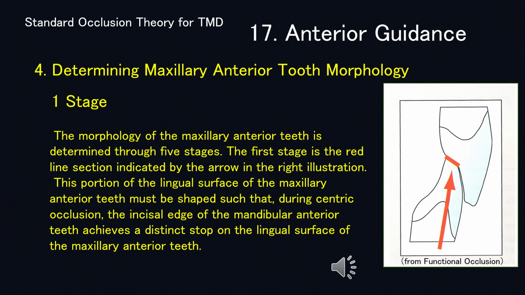4. Determining maxillary anterior tooth morphology. First stage. The morphology of the maxillary anterior teeth is determined through 5 stages. The first stage is the red line section indicated by the arrow in the right illustration. This portion of the lingual surface of the maxillary anterior teeth must be shaped such that, during centric occlusion, the incisal edge of the mandibular anterior teeth achieves a distinct stop on the lingual surface of the maxillary anterior teeth.